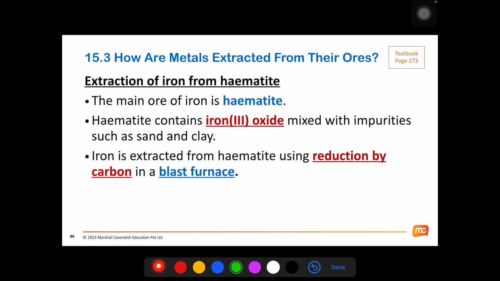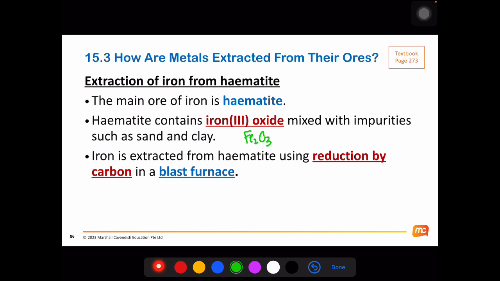Okay, so just one quick example, right? Just now in the video, it was mentioned about this thing called hematite. Hematite is actually the ore for iron, and the main chemical inside is iron 3 oxide, Fe2O3. So how do we obtain iron out from the hematite? We actually reduce it using carbon, and this whole process takes place inside a blast furnace.